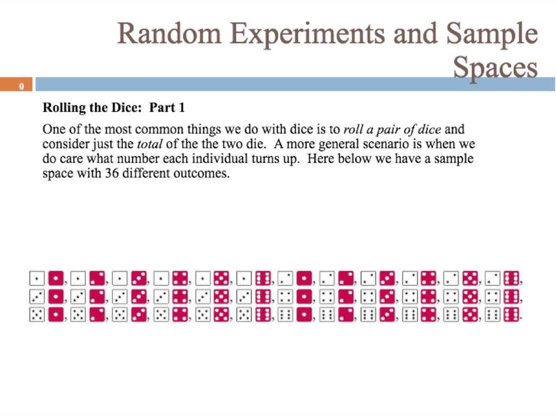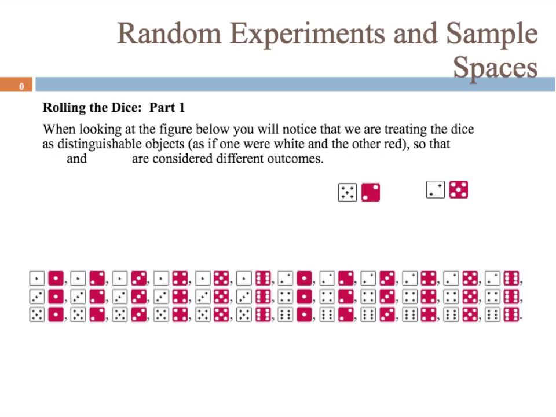So notice the first one is a 1 and a 1, then we have a 1 and a 2, we can get a 1 and a 3, and this goes all the way up to the possibility of rolling a 6 and a 6 to create a sum of 12. You may have already noticed below that there's a couple outcomes that look like they're just duplicates of each other, but if we treat the dice as distinguishable objects, they're actually different outcomes.